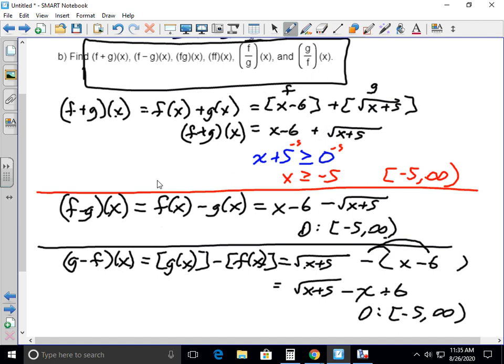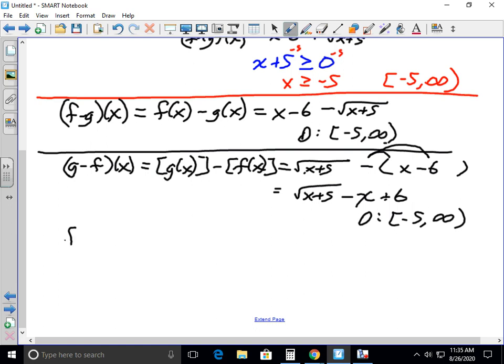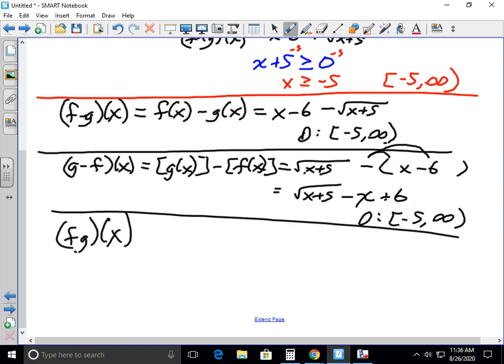So how about fg, ff? So fg means f times g. So here we really do have to use a parenthesis. I would encourage you to use the parentheses anytime you're plugging into a formula, at least initially, and then if you don't need them, you can drop them. So there's f, and then g is this.